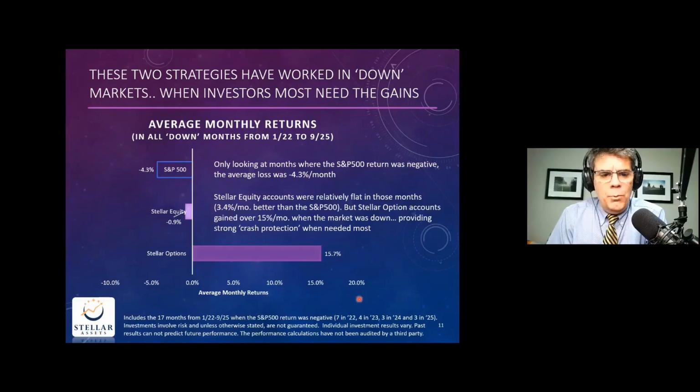I should point out the disclaimers, of course, because these are real performance numbers. Individual investment results vary, investments involve risk, and unless otherwise stated, are not guaranteed. Past results cannot predict future performance, and these performance calculations have not been audited by a third party. But I think you can see a clear trend here that there are options for overcoming a market decline.